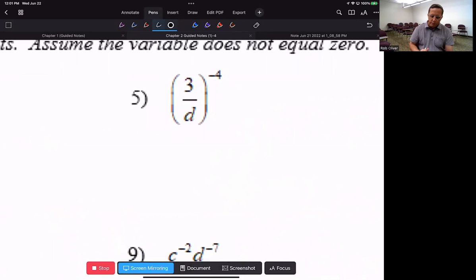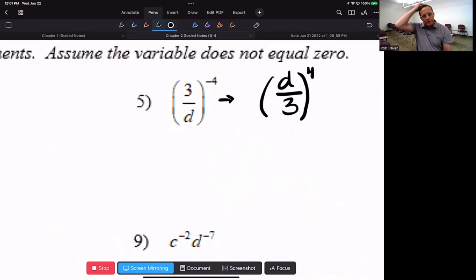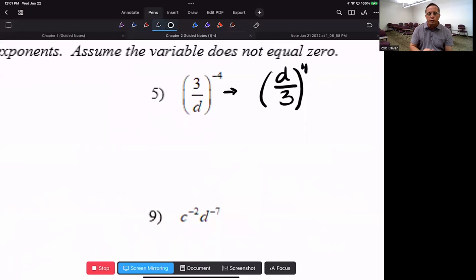All right, number 5, we've got a negative exponent. We've got a fraction inside parentheses. So let's take care of that fraction by finding the reciprocal. Let's do that first. So we're going to do d over 3. And by doing the reciprocal, that made the exponent that was outside the parentheses positive. So now we have positive 4. And then now just apply that 4 to the d and to the 3. So we have d to the 4th, and then we have 3 to the 4th.